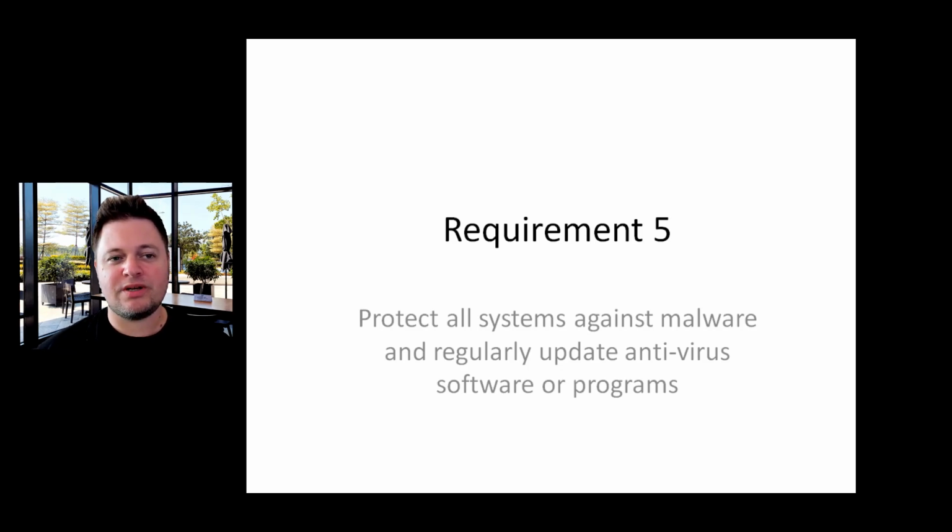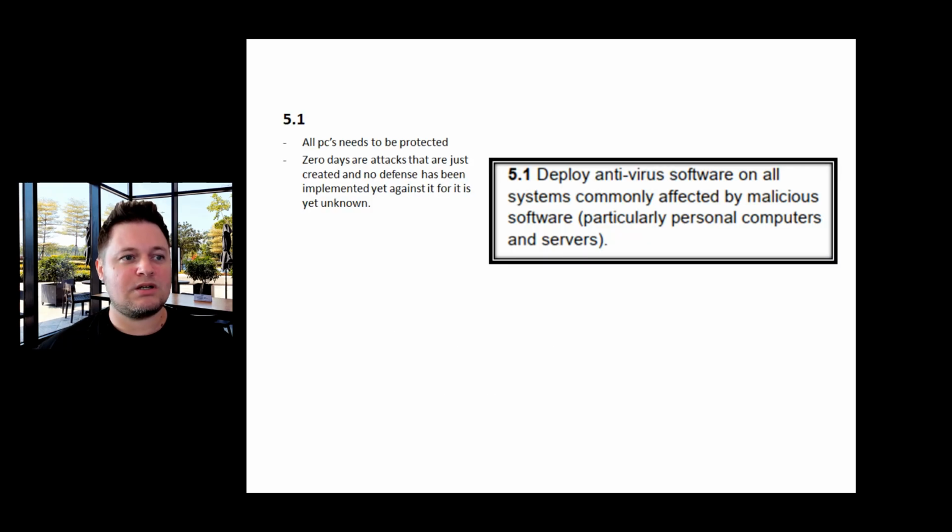Hi, today I'll be talking about requirement number 5, where you protect all systems against malware and regularly update antivirus software or programs. Now, all PCs need to be protected. 5.1: deploy antivirus software on all systems commonly affected by malicious software, particularly personal computers and servers. What this means is that all PCs that people have access to need to be protected. Customers, employees, managers, all staff.